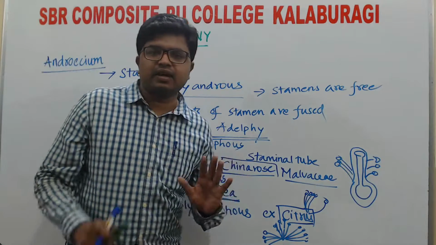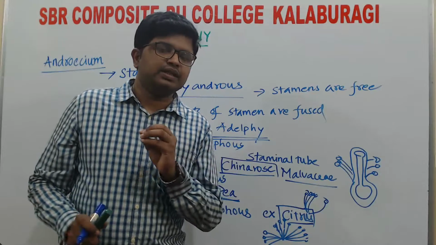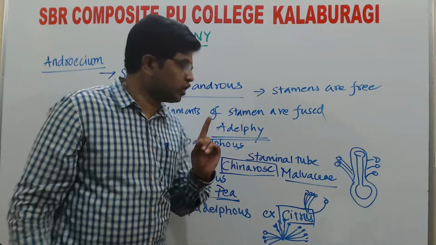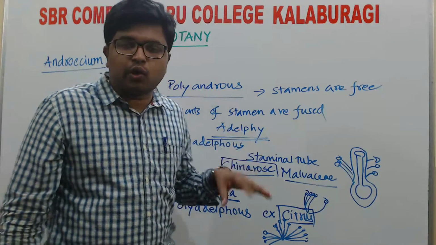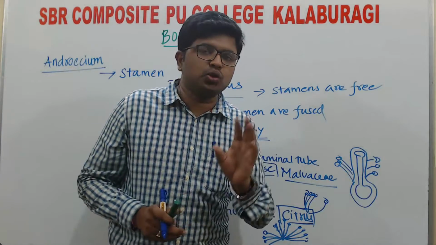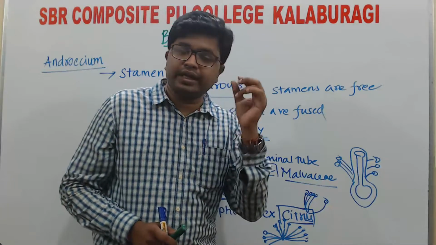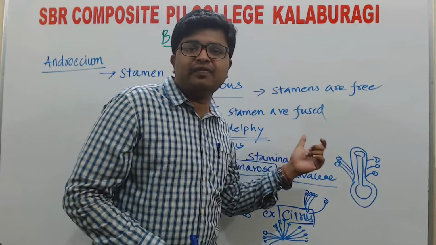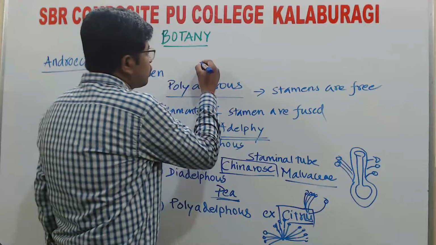And if the stamens are free, meaning there is no association, we call it polyandrous. Now, when the stamens, especially the filaments, show fusion or are united with the other stamens, we call it adelphy. So you can say it is cohesion.